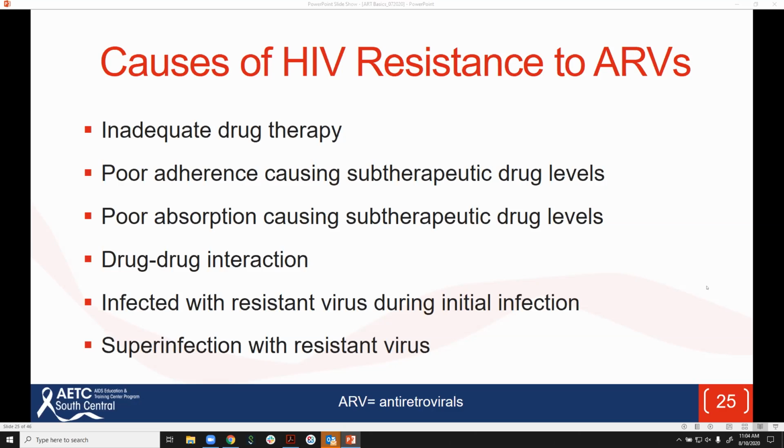So if they take their antiretroviral therapy in the morning, for breakfast, then they can take their supplement at dinner, or vice versa. So what are some causes of resistance?